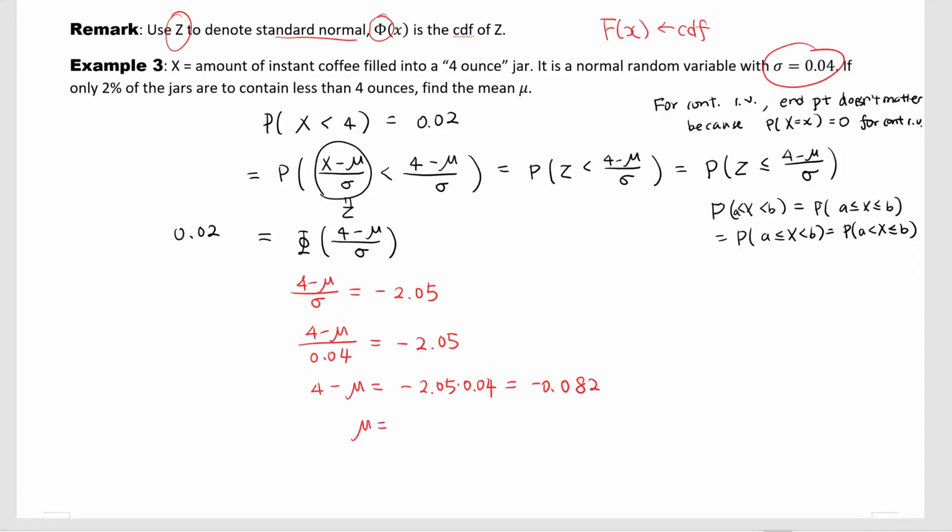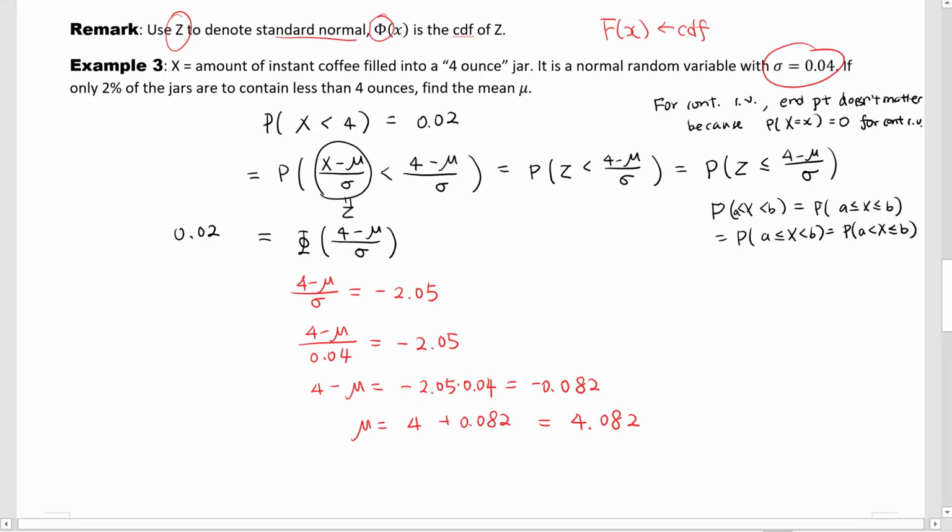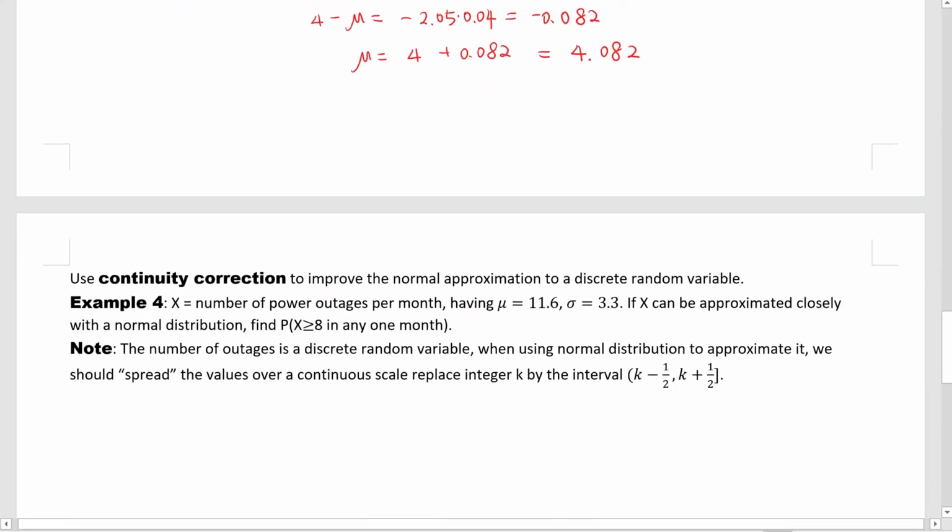Well, now what is mu? Mu is then 4, and when you move to the other side, it becomes positive 0.082. So that is 4.082. So that is the mean, okay? The mean is 4.082 ounce. Okay, so this is also in the direction like given the probability, how do you find the x values? And in fact, here we are looking for the mean. Okay, there could be other problems that the mean is given and asks you to find the standard deviation.